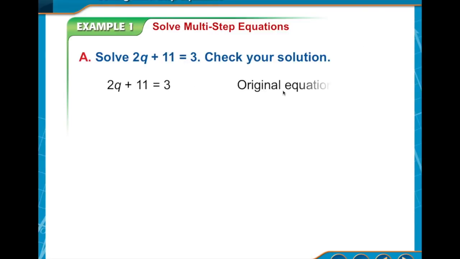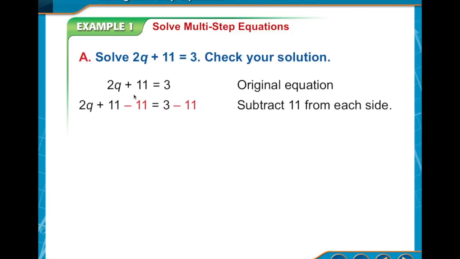So the first thing we need to do is just have our original equation. After we have that, we know our variable here is q. And in order to solve for q, we need to get it by itself. So the first thing we can do is get rid of this plus 11. And to get rid of addition, we have to do the opposite, which is subtraction. So we'll subtract 11 from both sides. Again, whatever we do to one, we have to do to the other side of our equation.